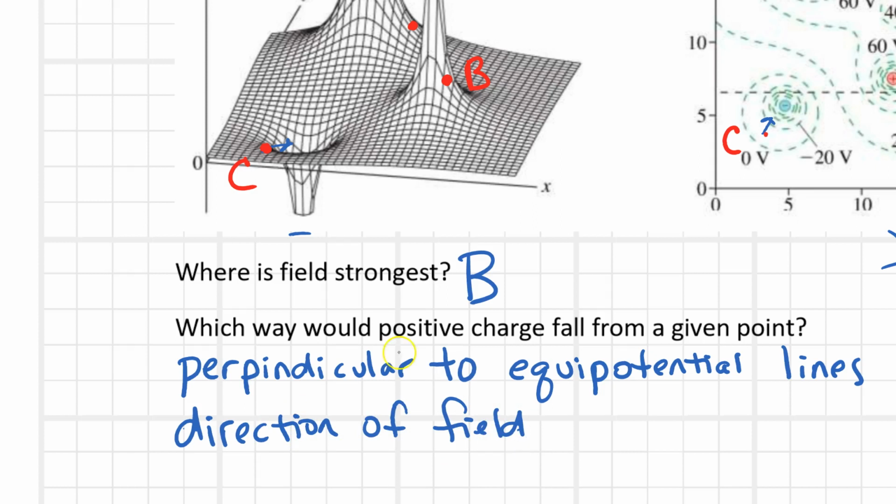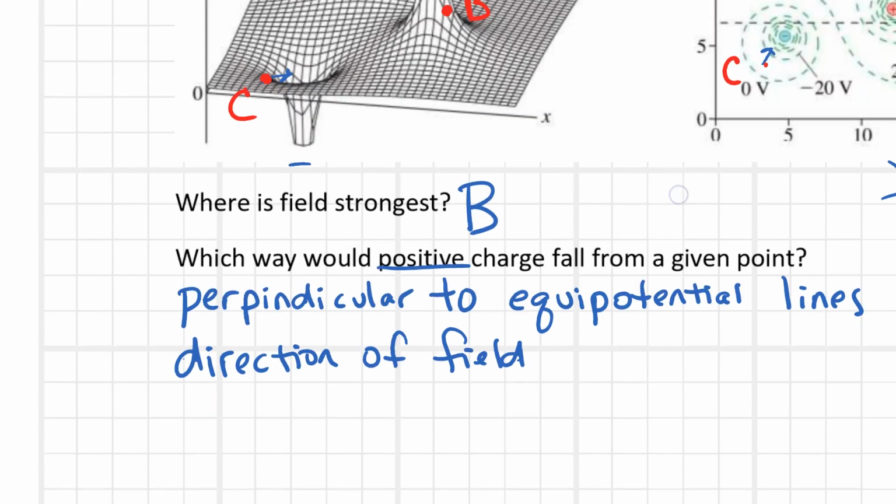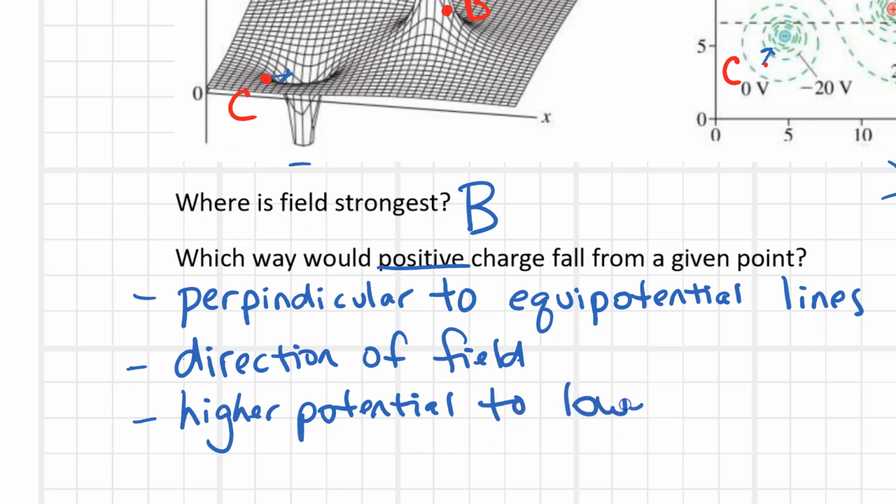So if it's a positive charge, right? A positive charge is going to experience a force in the same direction as the field. The last way you can sort of think of it, and these are all different ways of thinking of the same thing, it's going to move from a higher potential to a lower potential. So you might say over here, like, hey, these numbers? Well, it's going from, this one is 0 to negative 20 volts, right? This is actually going from 0, so it is going from higher to lower.